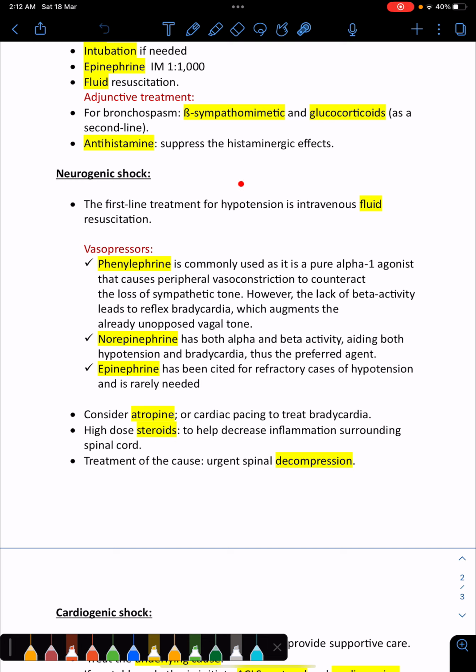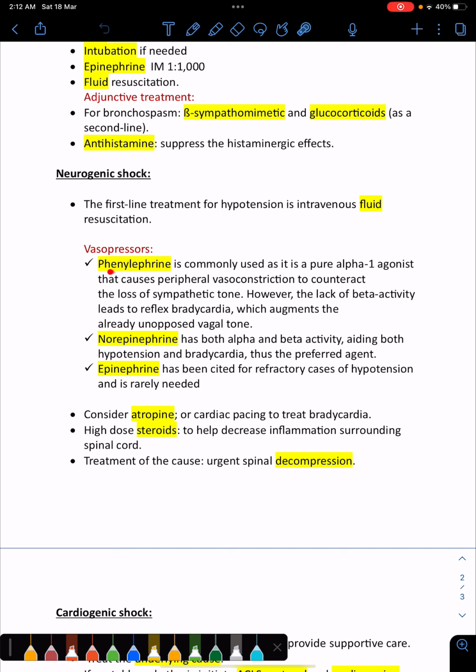So in this case, we're gonna lose the sympathetic tone on the body. So the body is out of control of the sympathetic, and the parasympathetic takes over, and we're gonna experience some sort of things such as hypotension and vasodilation and just such parameters. So the first line treatment for hypotension is intravenous fluid resuscitation, and the reason is because we wanted to increase the blood pressure because of the vasodilation that is going on in the vessels.